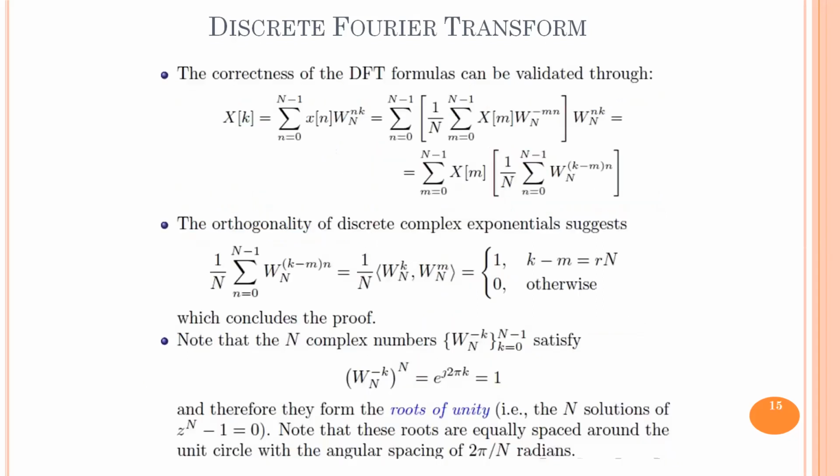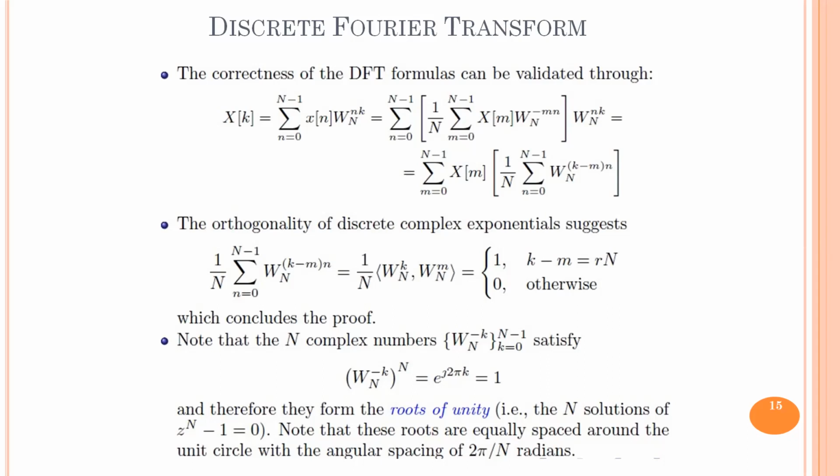The correctness of the DFT formulas can be validated. We need to know whether the DFT formula is correct or not. That is also possible by writing: already we know the formula for X(k), and we know the formula for x(n) in terms of X(k). So here, in place of small x(n), we are replacing it with 1 over N sigma m equals 0 to N minus 1.